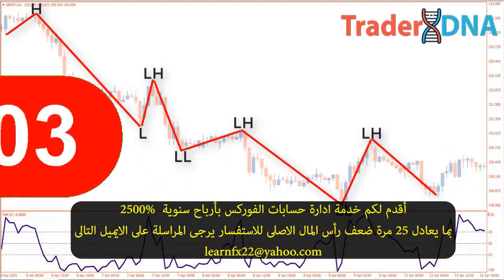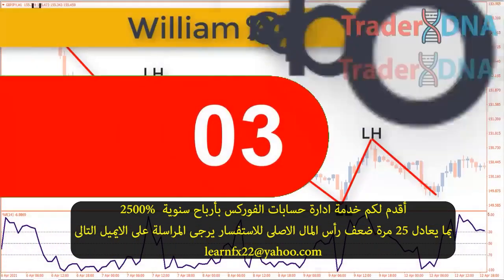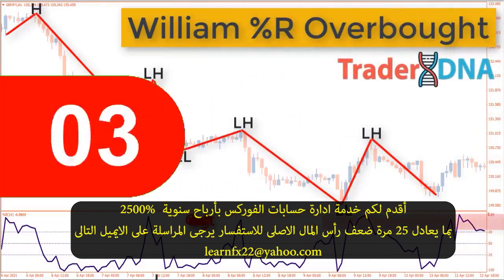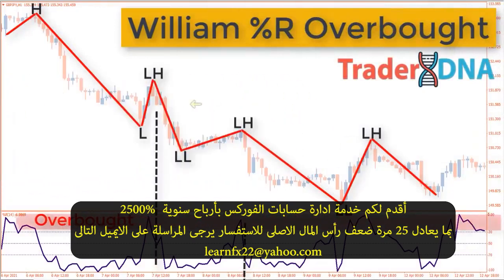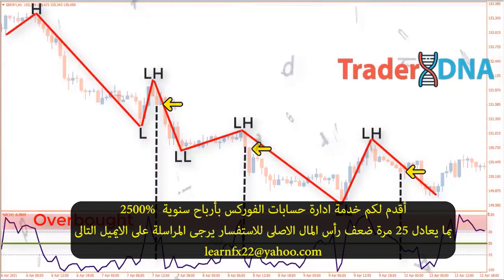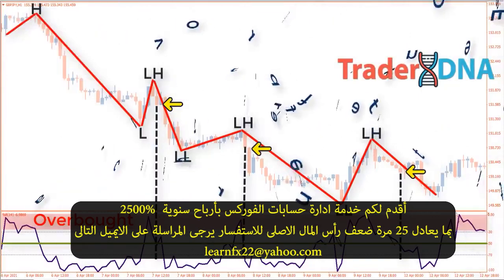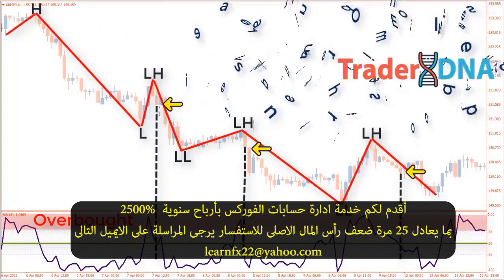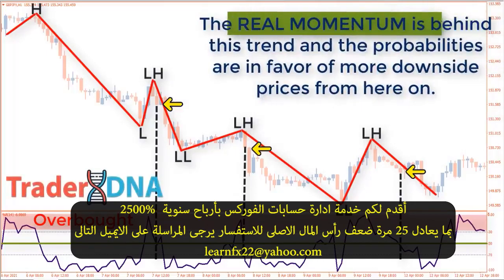Step 3. We're going to use the Williams %R momentum indicator in a smart way. In a downtrend, we sell after the indicator has reached overbought conditions, or above -30, and then rallied back below the -50 level. Now, we have confirmation from both the price and the Williams %R momentum indicator. The real momentum is behind this trend, and the probabilities are in favor of more downside prices from here on.